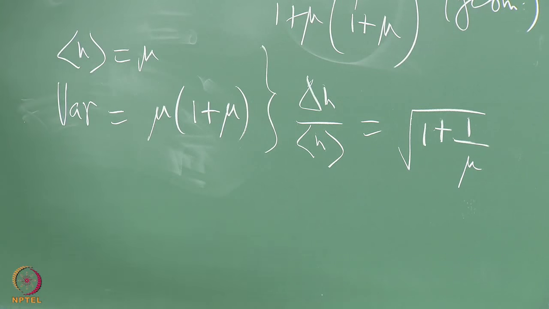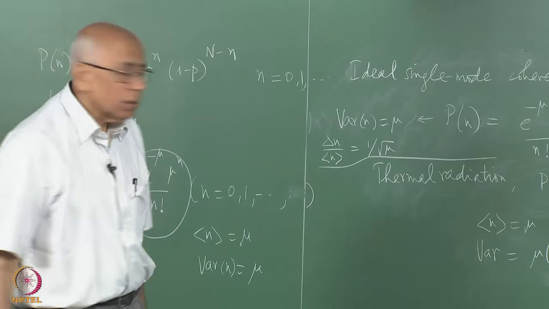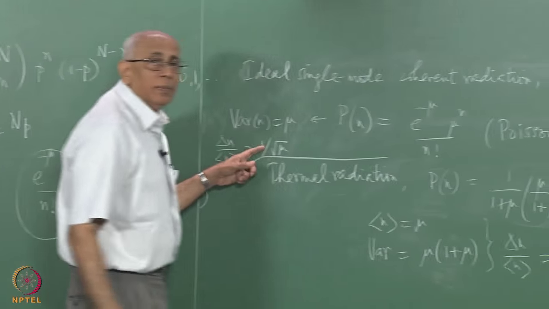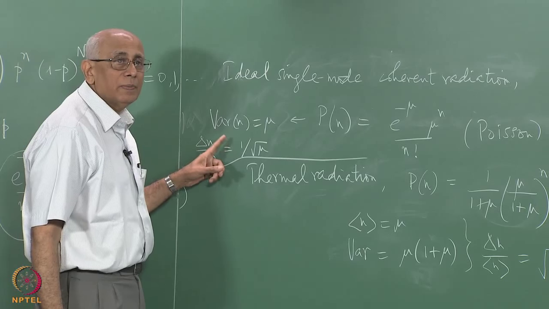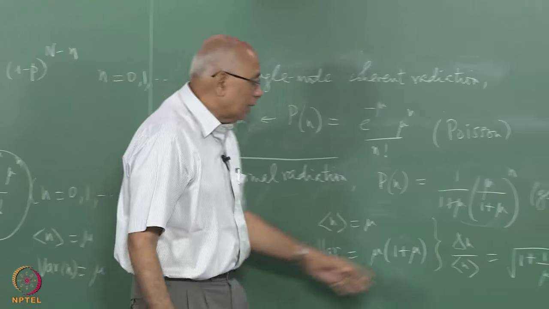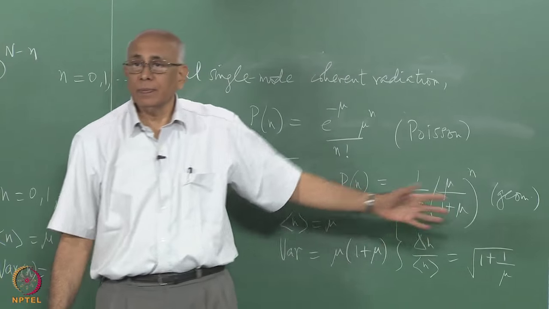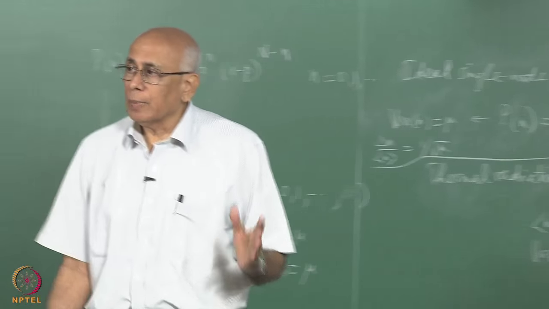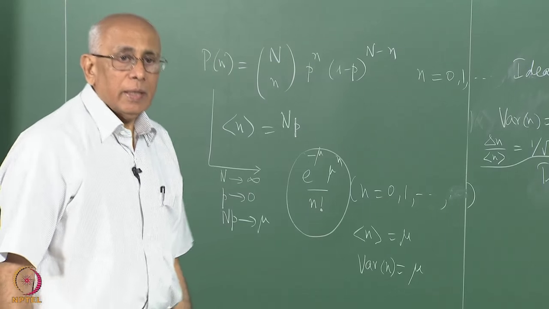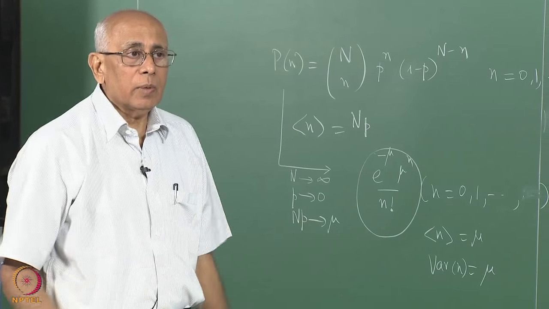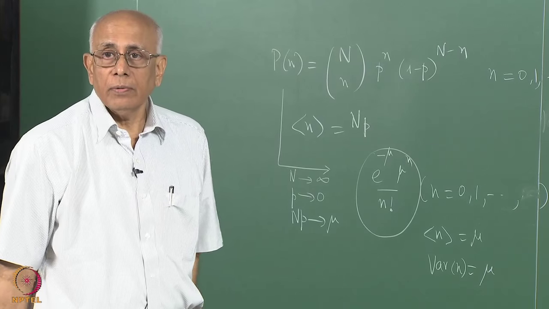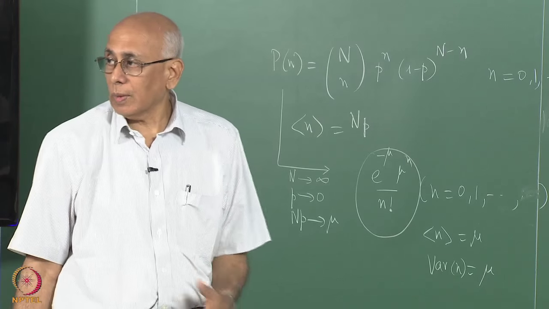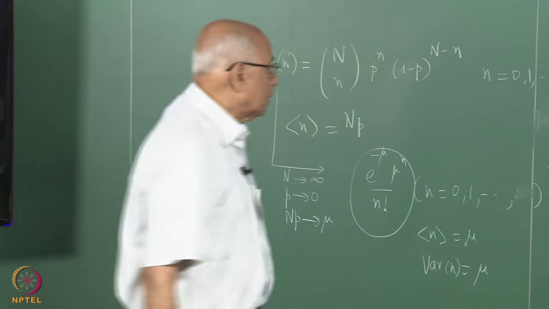And as mu increases, when you have a large number of photons, this scatter becomes extremely small. On the other hand, this scatter is always bigger than 1. This ratio is always bigger than 1, showing that in thermal radiation, you have a huge scatter about the mean, whereas relative fluctuation is very, very small in coherent radiation. So that is one of the defining properties of coherent radiation.